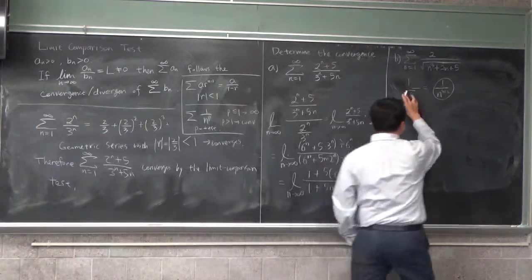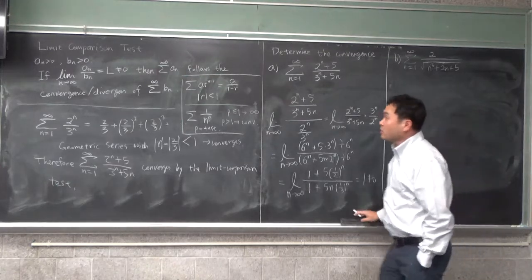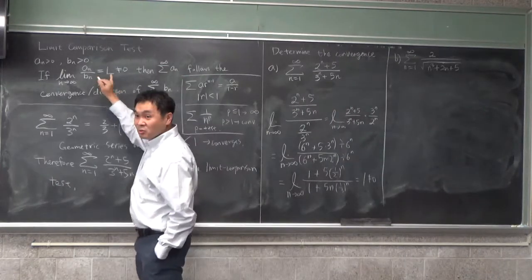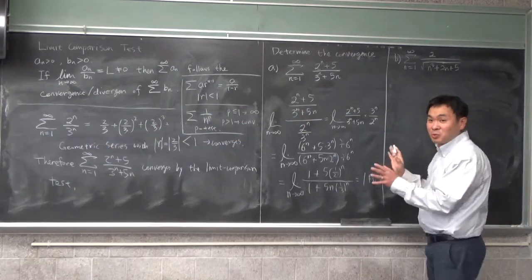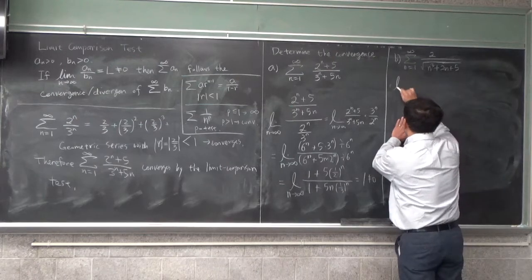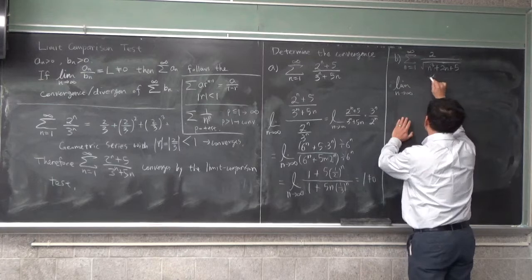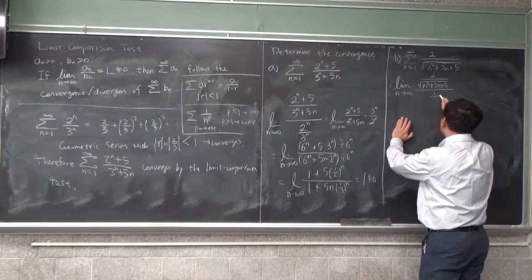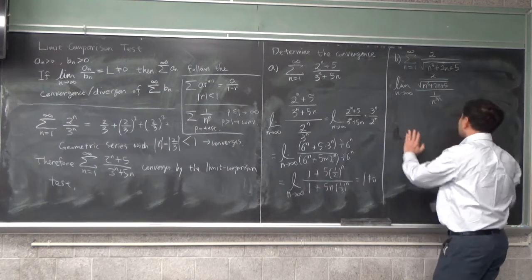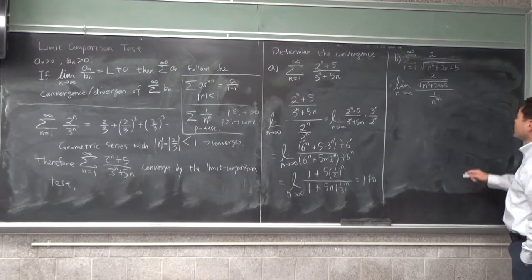Because you could just bring the 2 out. Oh, because if you take the ratio, you're going to get 2. As long as you get a number that's not 0, then we're good. Okay, so here, limit of n going to infinity of 2 over square root of n cubed plus 2n plus 5, over 1 over n to the 3 over 2 power.